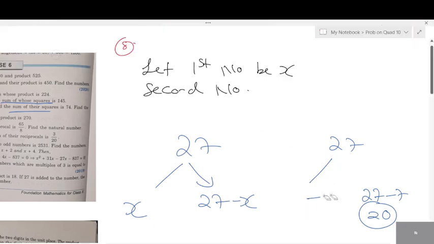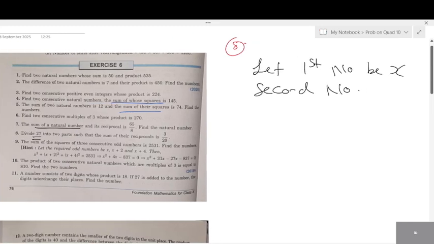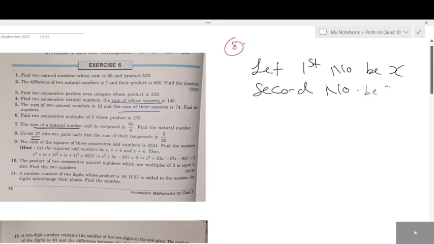But we don't know what the value is, students. We don't know the value. I've taken it as x. And the second number, what's the value? 27 minus x. And this is the first part.